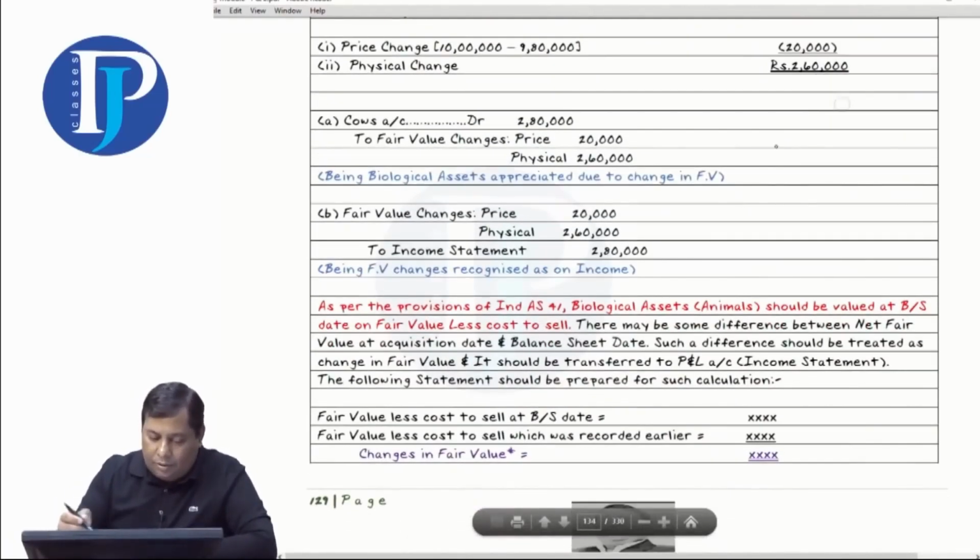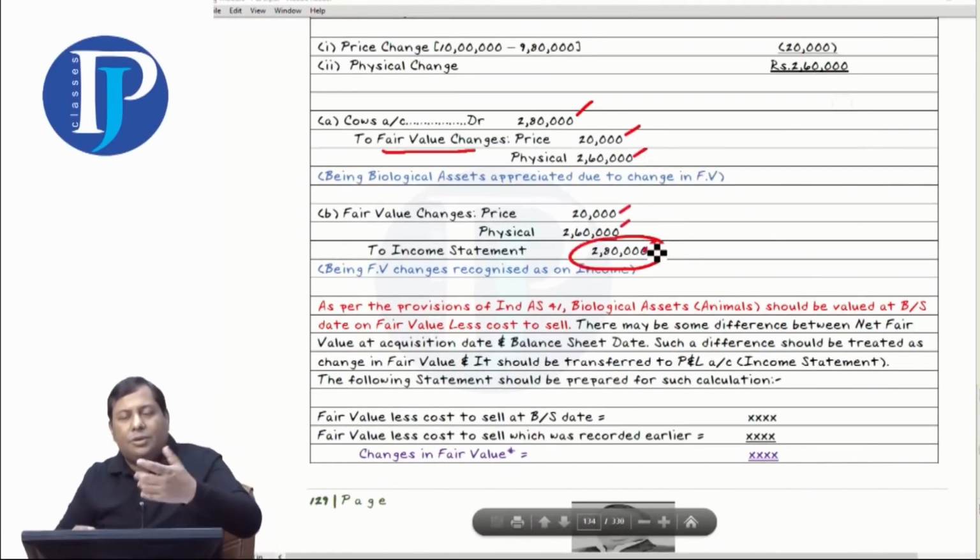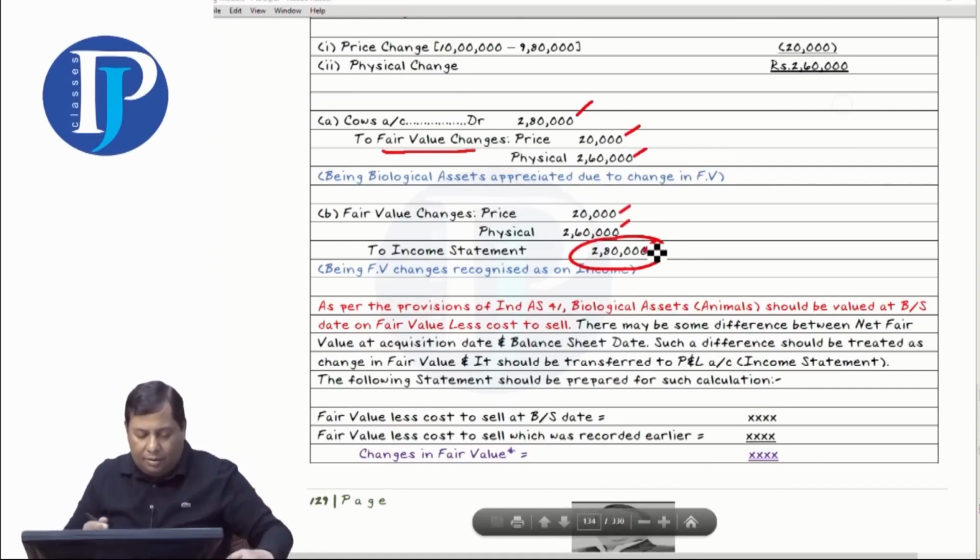If you look at the entries, cows debit, fair value change of the price and physical change, it will be entered in P&L only. We have just shown it in parts.